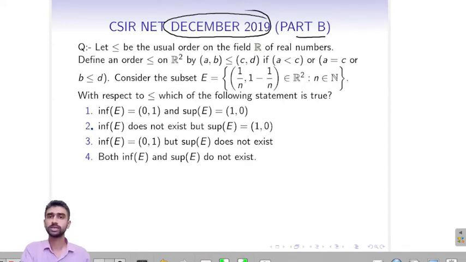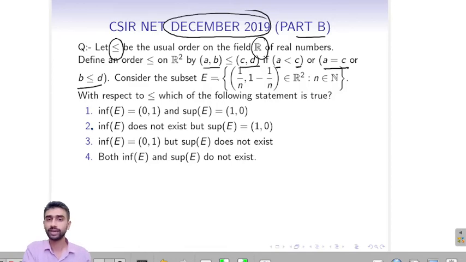It is a part B question, which means only one option is correct. It defines an operation less than or equal to on the set of real numbers. You will compare two ordered pairs, (A, B) and (C, D). You will say that (A, B) is less than or equal to (C, D) if the first element of the first pair is less than the first element of the second pair, or if A and C are equal and B is less than or equal to D.